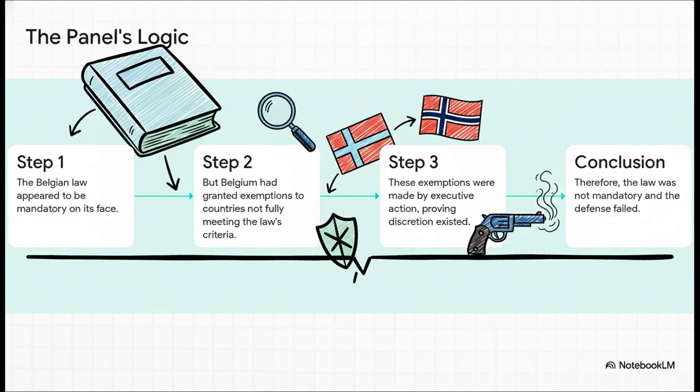First, they agreed, yeah, on the surface the law looks mandatory, but then they dropped the bombshell. They pointed out that Belgium had already given exemptions to countries like the UK, even though their social systems didn't perfectly match the criteria in the Belgian law. And here's the kicker. Those exemptions were granted by executive action. That was the smoking gun. If the government had the power and discretion to grant an exemption, then the law, by definition, could not be mandatory. And just like that, Belgium's entire defense crumbled.